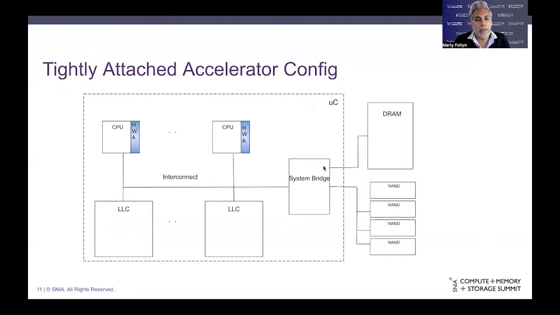So here is the updated zoomed-in block diagram of the microcontroller now. Inside it, it looks similar to the block diagram of the host, but that's because it's still just the SoC. It could have one CPU, or maybe two or more. Again, a last level cache, interconnect, system bridge, but in this case, it's connecting to the local DRAM of the storage device and the NAND devices. So the tightly attached would connect via the load store interfaces or the L2.